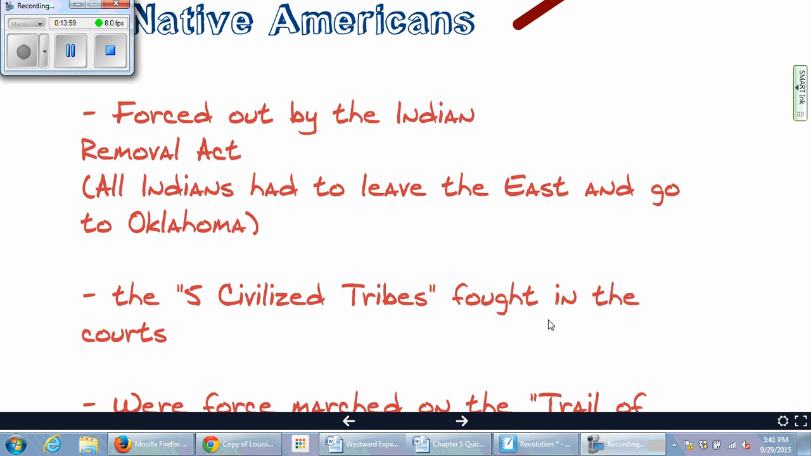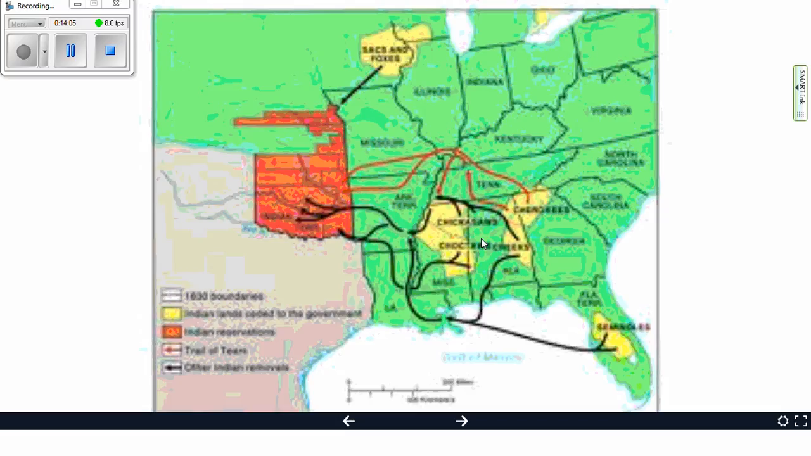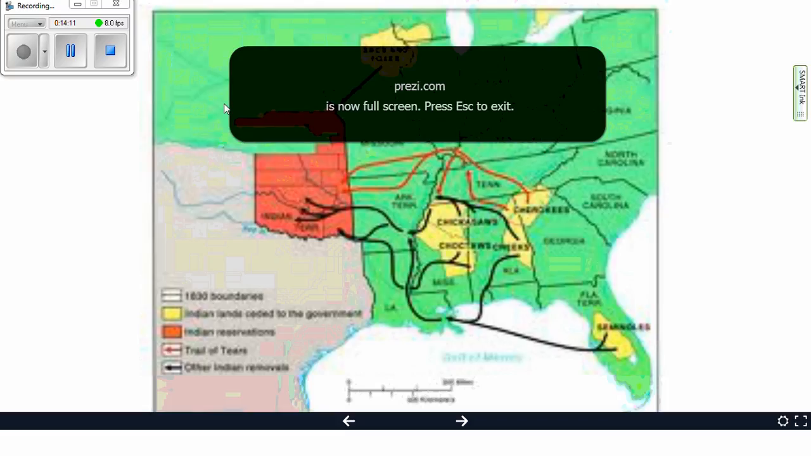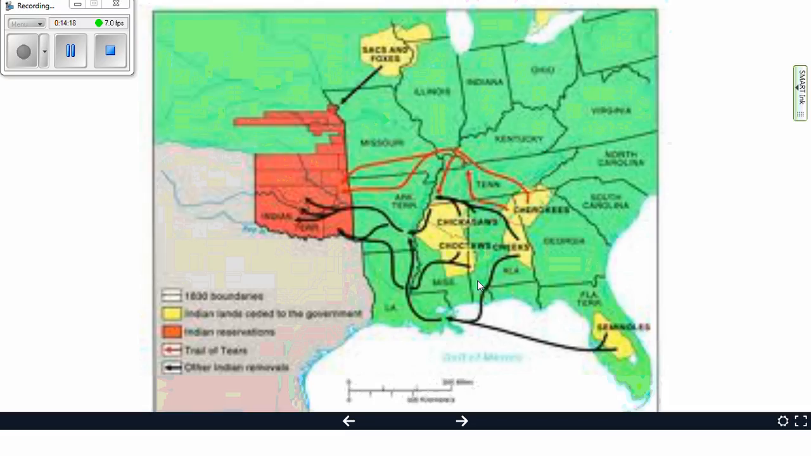Okay, so the Indians had to leave the East and go to Oklahoma. And let's go to this map and look at that. And it's really important to remember where they're coming from, where they're going to, because it does not deal with all of these Native Americans who lived in the Louisiana territory. It deals with the Native Americans that lived in what was already American territory. The Cherokee, the Choctaw, the Chickasaw, the Seminole, they are being forced out of the East and put into the new territory into Oklahoma.